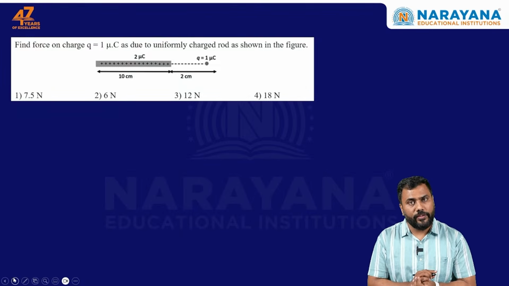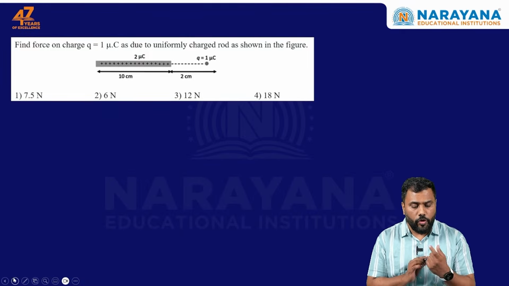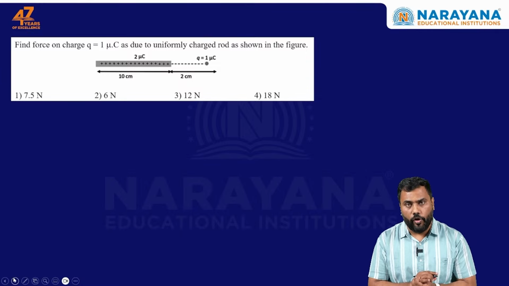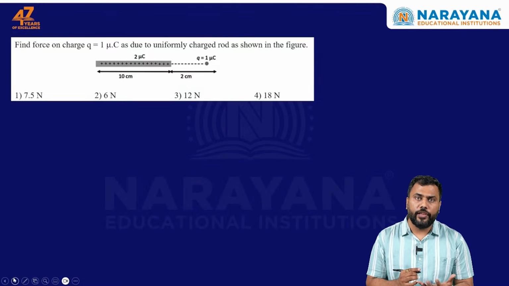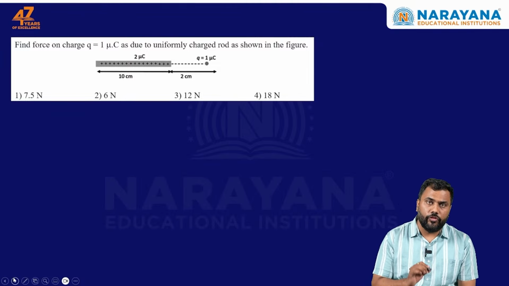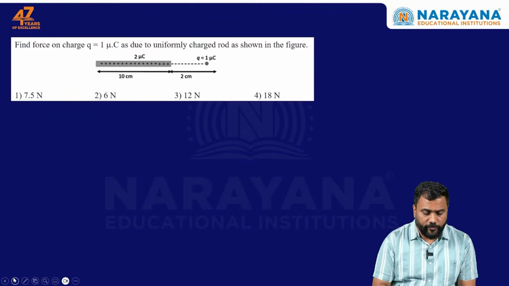The point charge is 1 microcoulomb, and the rod has a charge of 2 microcoulomb distributed uniformly on a 10 centimeter length of the rod. They are asking us to find the force on the charge small q due to the rod. This is again a routine question from electrostatics. The rod's force on the charge can first be calculated by the integration method.